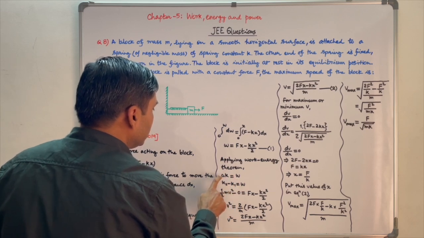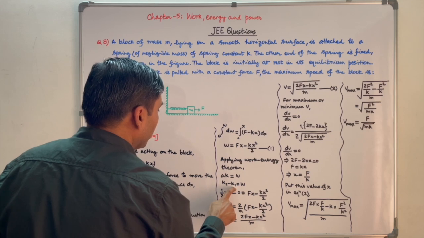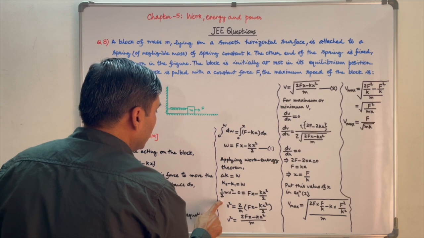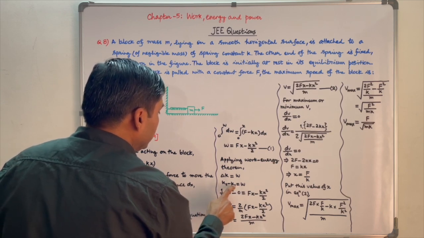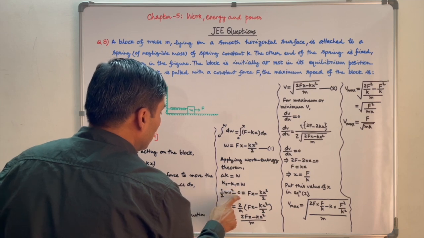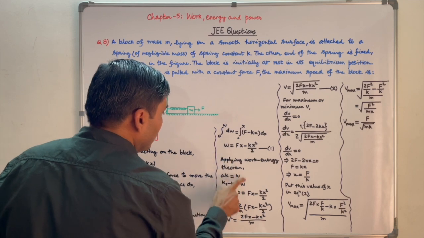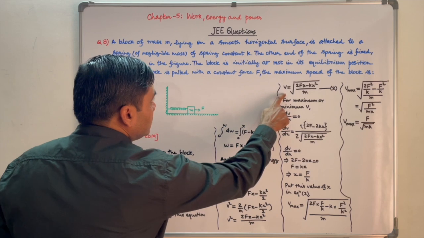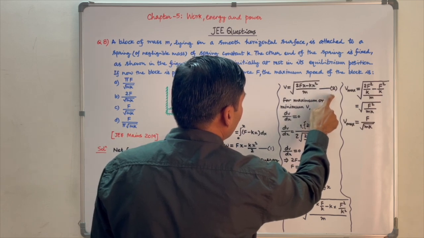Change in kinetic energy is final kinetic energy minus initial kinetic energy of the block. Final kinetic energy is half mv squared. Let's say final velocity of the block is v. Initial kinetic energy of the block is 0 as the block was initially at rest. W is equal to Fx minus kx squared by 2. This gives v equal to under root of (2Fx minus kx squared) upon m. Suppose this is equation number 2.